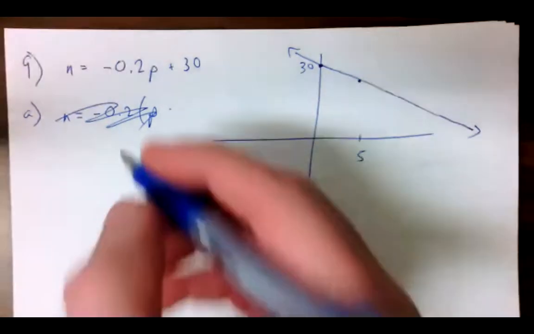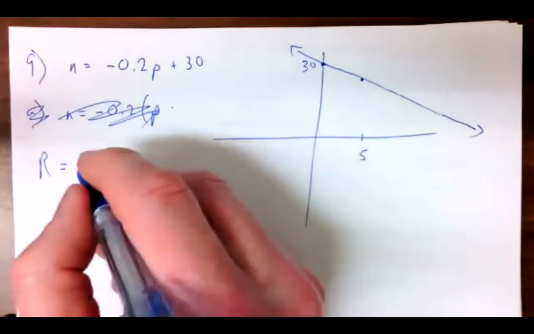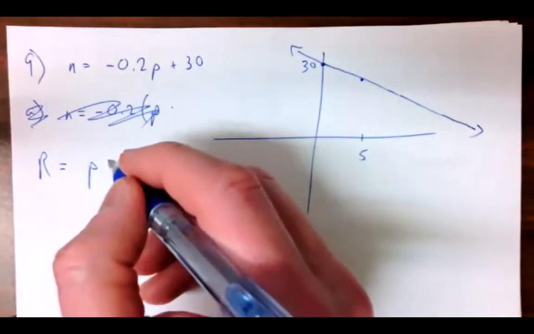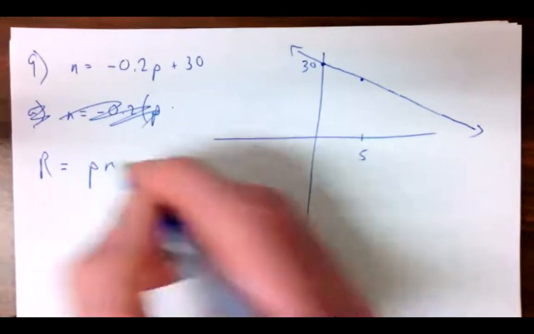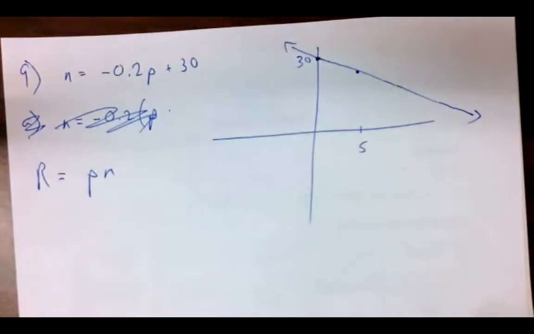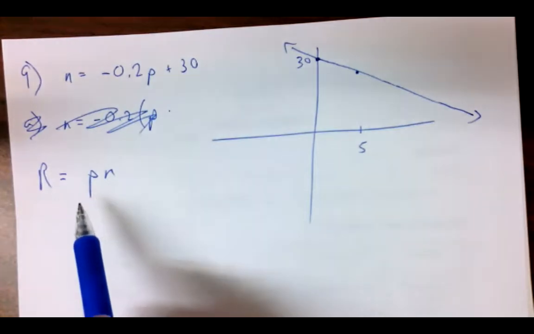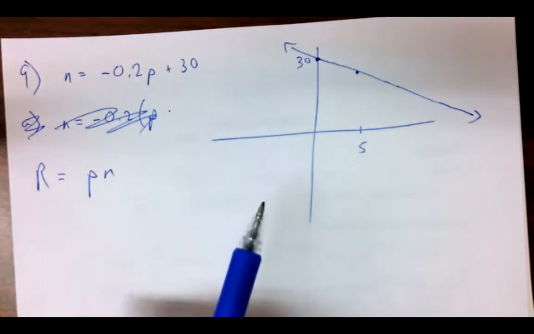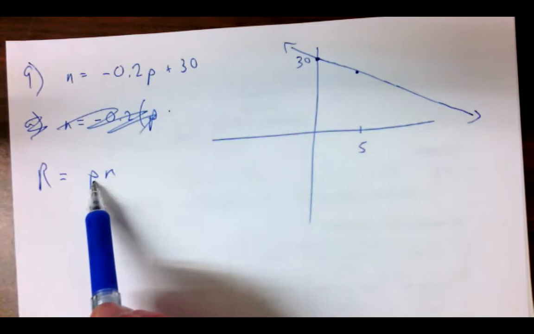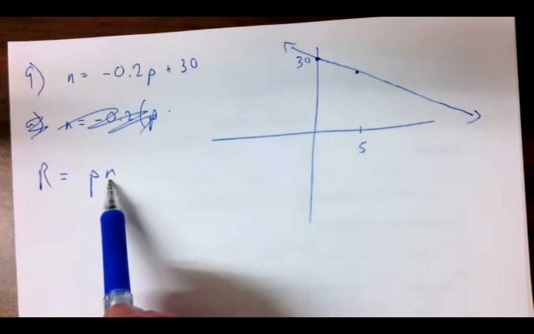PN. Oh, you know what? It says the revenue, so we'll just say capital R equals the product of the selling price, so P, and the number of units sold, N. Okay, so this is trickier. I'm misreading it. So it says the revenue is the product of the selling price. Oh yeah, okay, so P is the selling price, and the number of units sold, N. Okay, so the revenue is P times N.